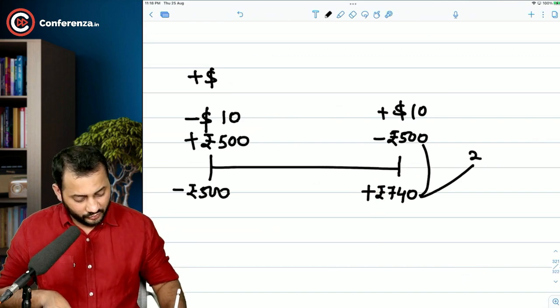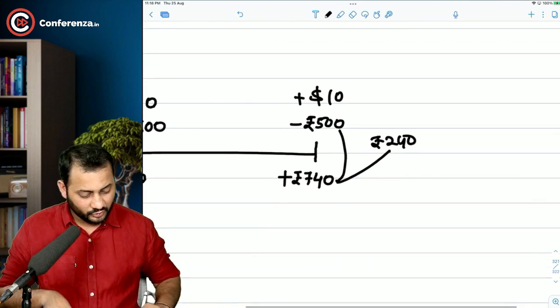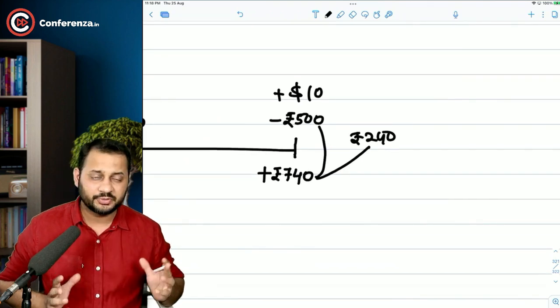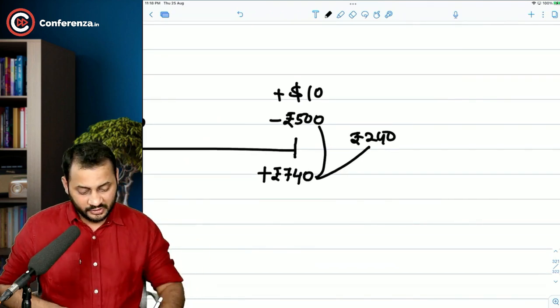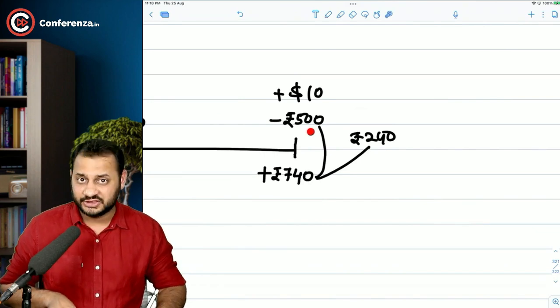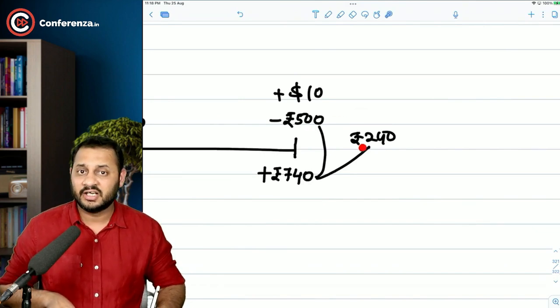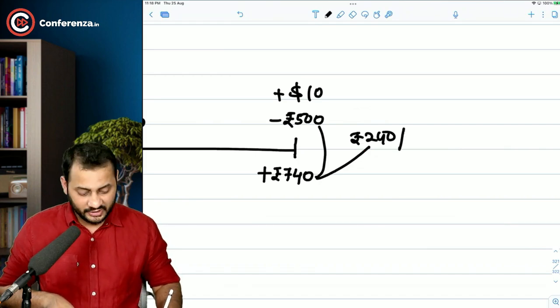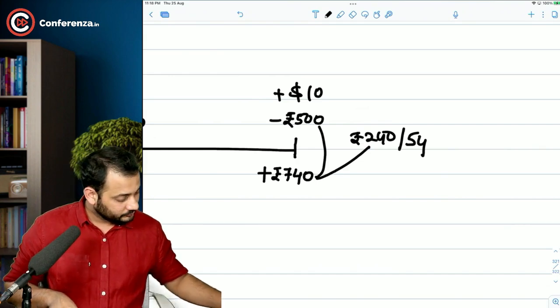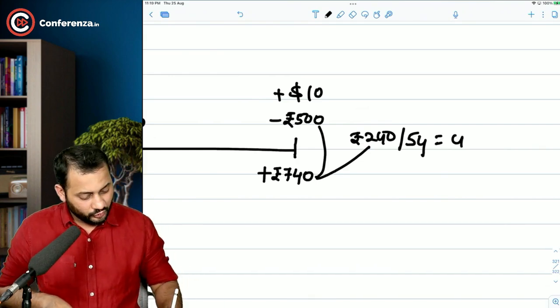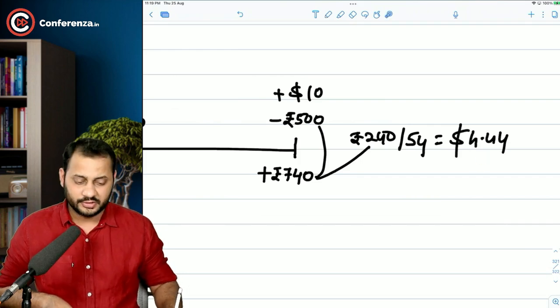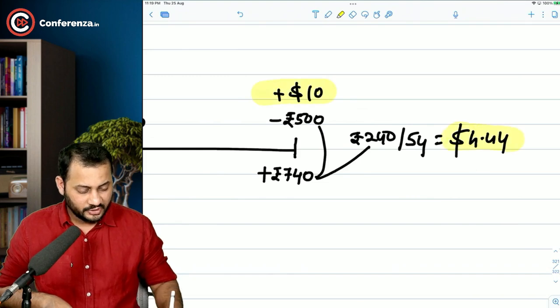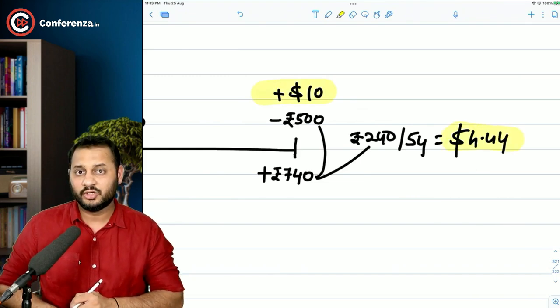What will happen to the 240 crore rupees? Sir, 240 crore rupees was not agreed under any swap arrangement. It was unhedged. This 500 crore was hedged under swap agreement. This is unhedged. What are you going to do with that? You will sell it at the spot rate after 1 year, which is 54. You will receive 4.44 crore dollars. So there are two receipts to you, 10 crore and 4.44 crore, totaling to 14.44 crore.